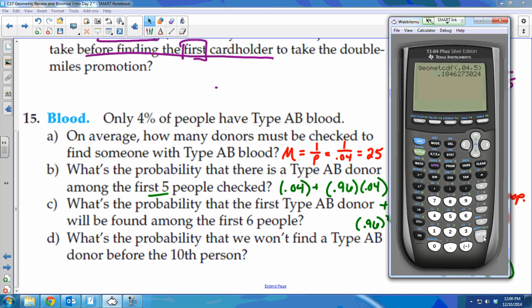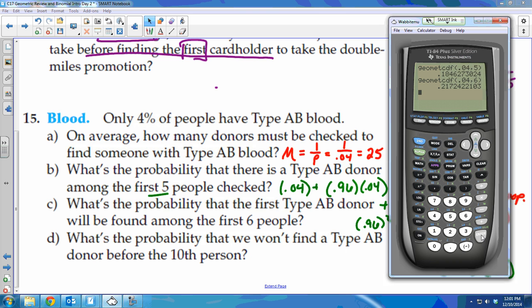On part C, it asks almost an identical question. It says, what's the probability that the first type AB donor will be found among the first 6 people? Well, it's the same question. We just have 6 people instead of 5 people, right? We do the same thing. CDF. The wording there was asking the same thing. And so we changed to 6. You get 0.217. Good question.